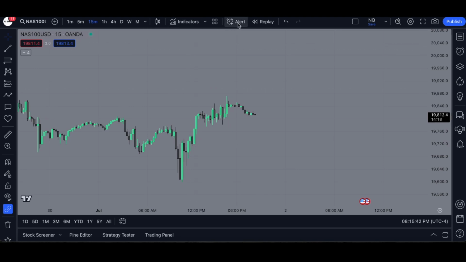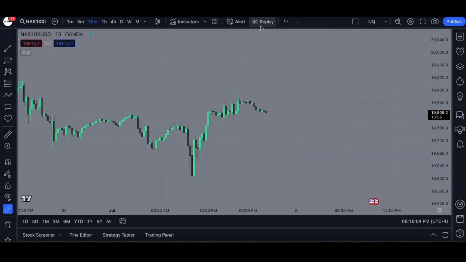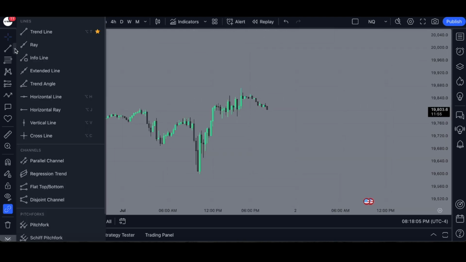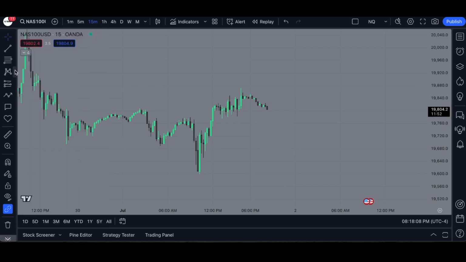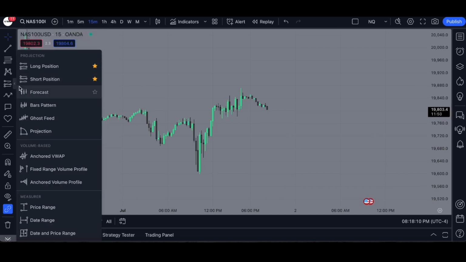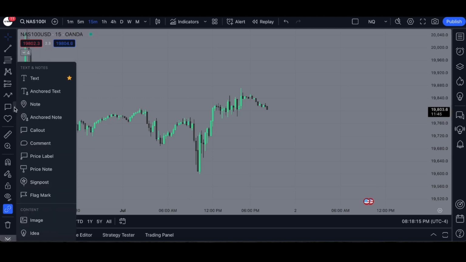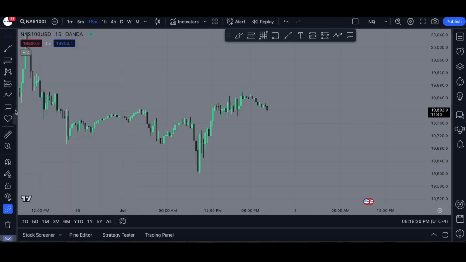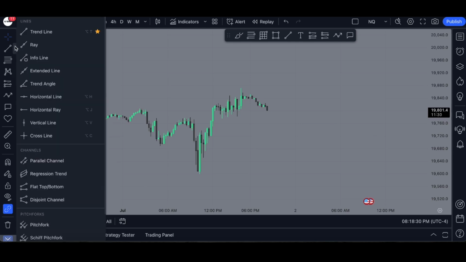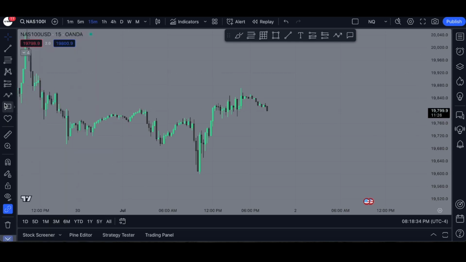This is to set alerts, which you may find helpful. This is to enter replay mode, which you're simply replaying price. And we'll go over some tools here. Pretty much everything important I have starred. Everything I use, I have starred. I'm actually going to star this too. I use this. And yeah, everything that I have starred is something you'll use. You really don't use a lot of this stuff. But yeah, basically this is all how you draw on your charts.